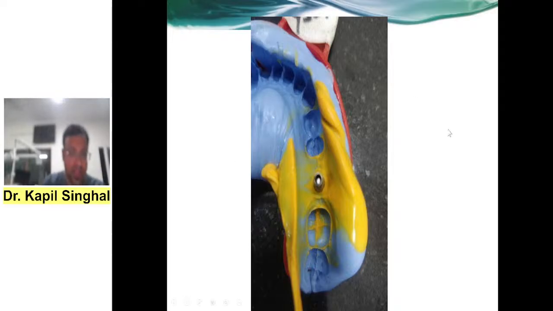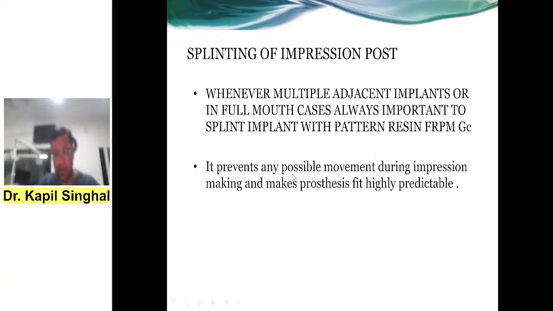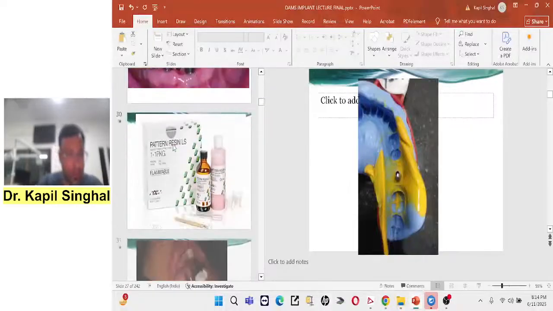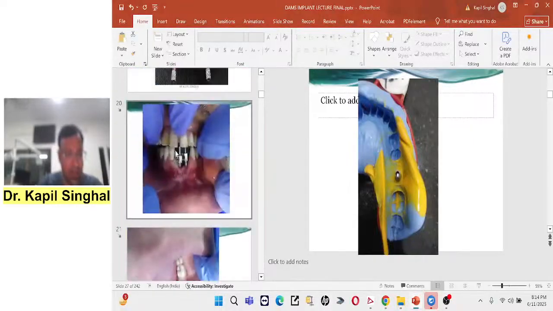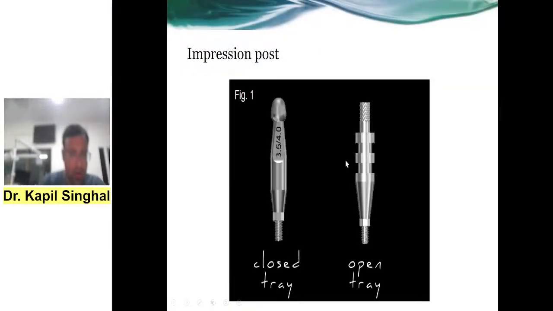Okay, so that's the open tray technique. The first technique was the open tray. The second technique was the closed tray. So we'll come to the closed tray technique now. In a closed tray technique, I will use this closed tray impression post. As the name suggests, I need a tray that does not have any opening. So I can take a normal stock tray or a plastic tray that does not have any hole.